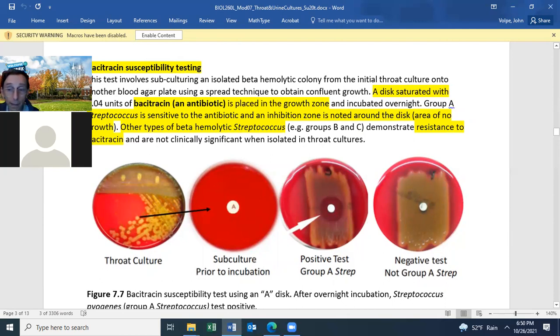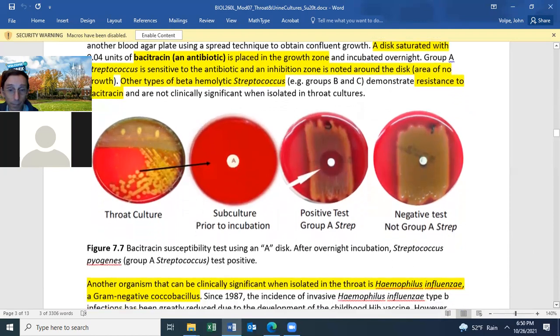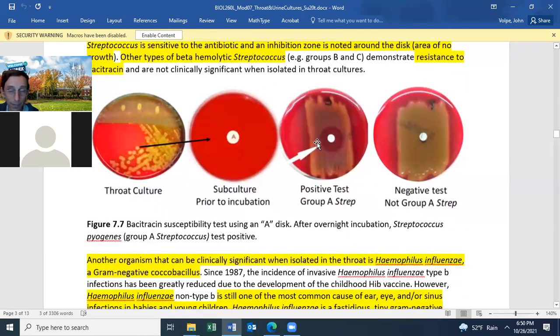All right, any question about that? You measure the diameter, and you compare it to the chart of the standards, and if it's above a certain size, then we say it is sensitive to bacitracin. Streptococcus pyogenes is sensitive to bacitracin.